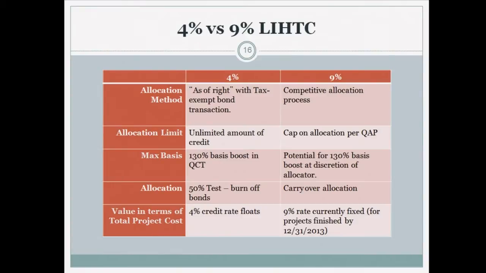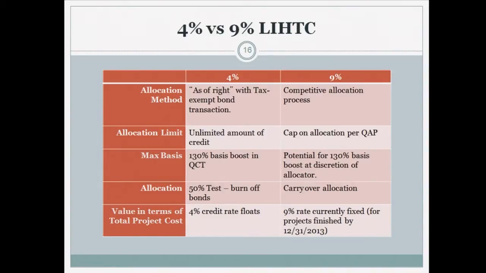The allocation limit. I referenced that earlier. There's an unlimited amount of credit that can be allocated in a 4% deal in terms of how much you can get for a particular project. But in a 9% program, it's often capped per project. So it might reduce the number of units that can be assisted. On the maximum basis, we didn't talk about this, but basis is the amount of development dollars spent upon which you calculate your tax credits.